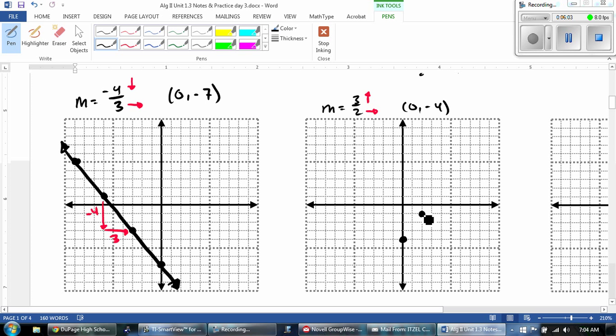Up 3 over 2. Up 3 over 2. Up 3 over 2. And I went the entire length of the graph. And then I'm going to use my straight edge and add my arrows.